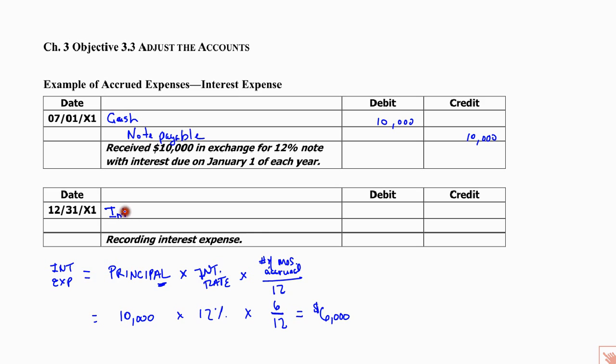What are we recording? Interest expense. Expense is a debit. Something that we have to pay, we have not yet paid, but we owe it. We have to pay it. It's a payable. And there we'll put our 6,000 and our 6,000.